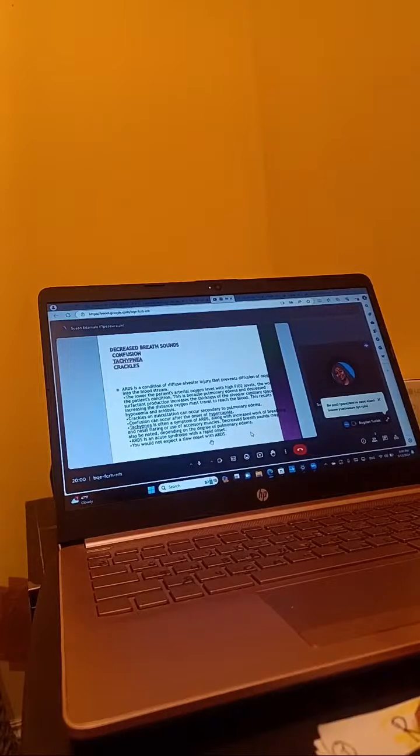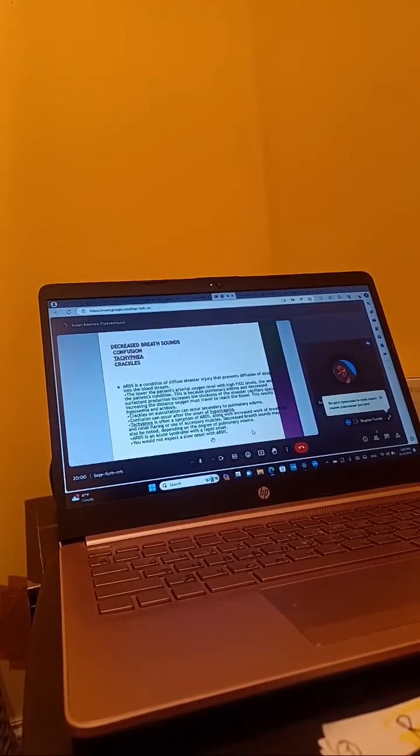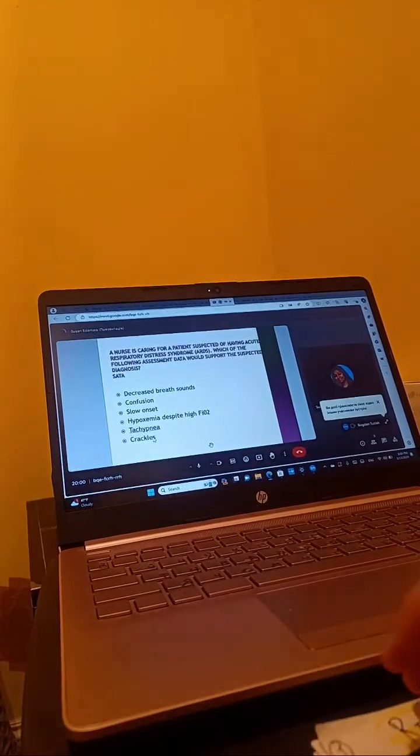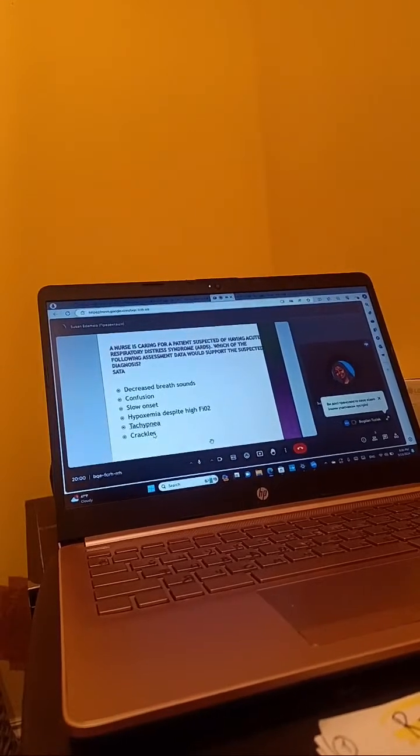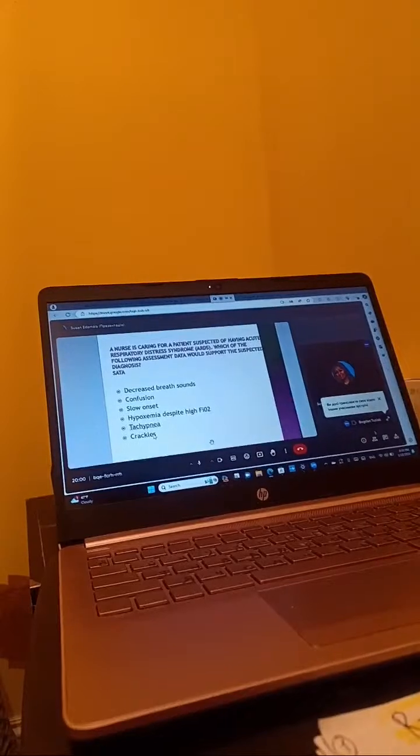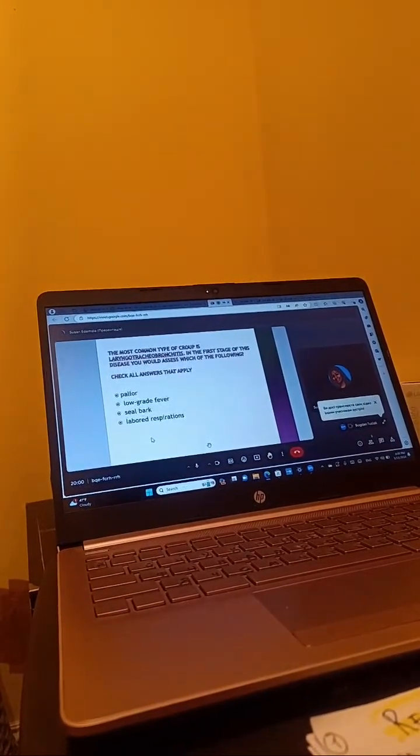ARDS is an acute syndrome with rapid onset. You would not expect slow onset with ARDS. So actually everything except the slow onset. Decreased breath sounds will be there, confusion will be there, slow onset will not be there. Also the crackles, because in acute respiratory distress what happens is pulmonary edema, so they will have crackles. Perfect.